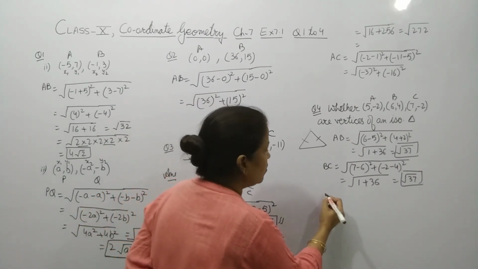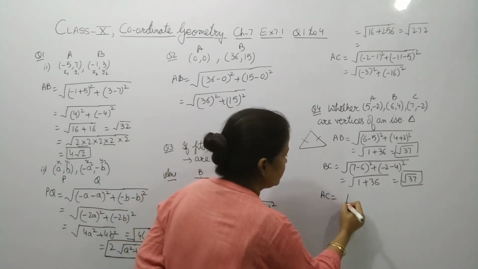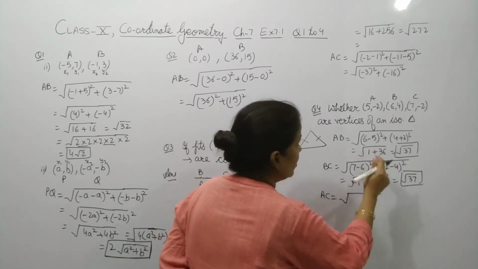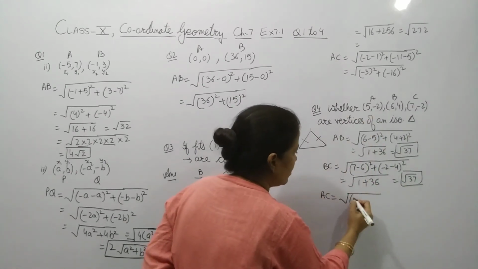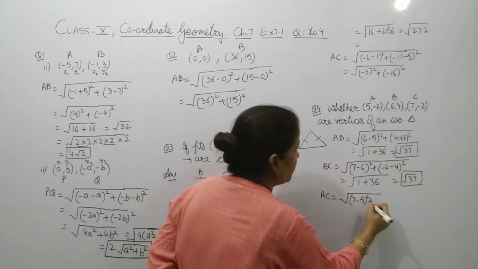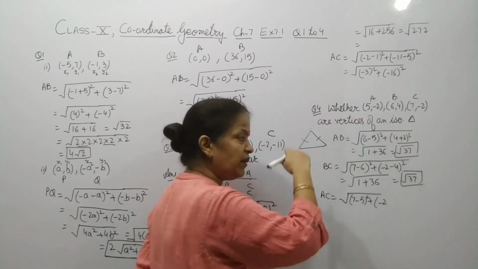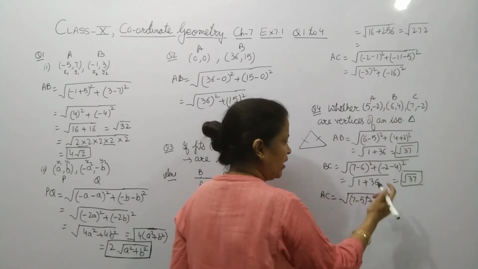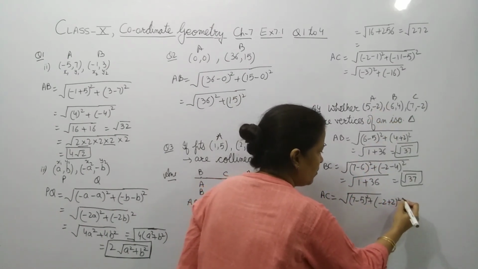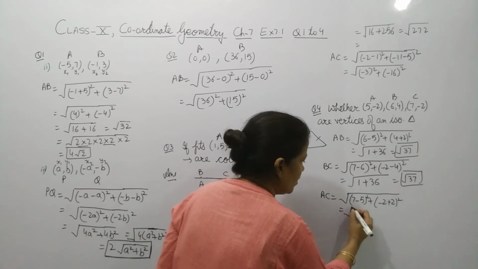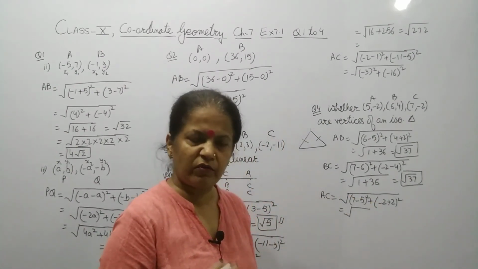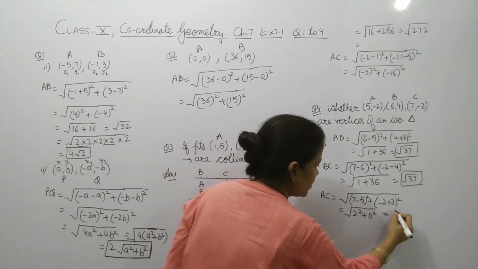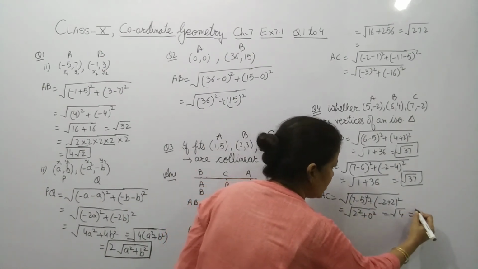Let's go for the third one also. AC is x2 minus x1, 7 minus 5 whole square plus y2 minus y1. So y1 will become minus, minus minus will become plus. So it is 7 minus 5, 2 square, 2 square plus 0 square. So this is equal to root 4 and this is 2.